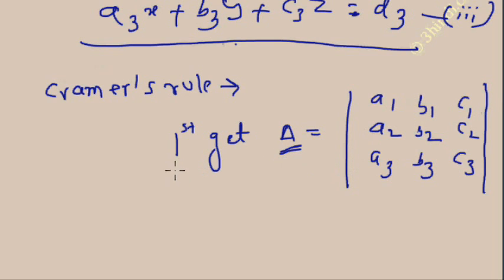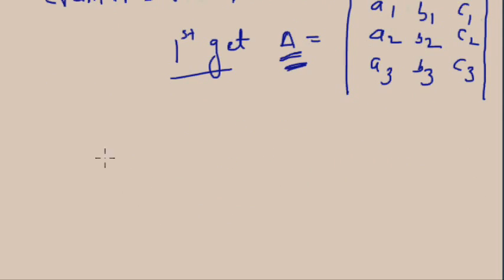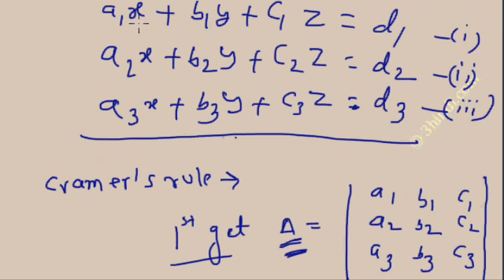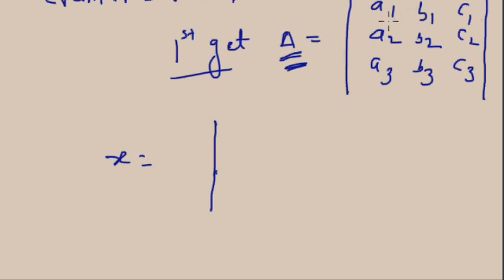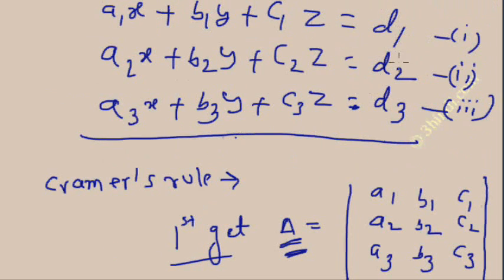The first step is to find the value of delta. Now the second step is to find the value of x. You can directly find the value of x for this variable by using the value of this delta. In the delta, you just replace these coefficients a1, a2, a3 with the constants d1, d2, d3.